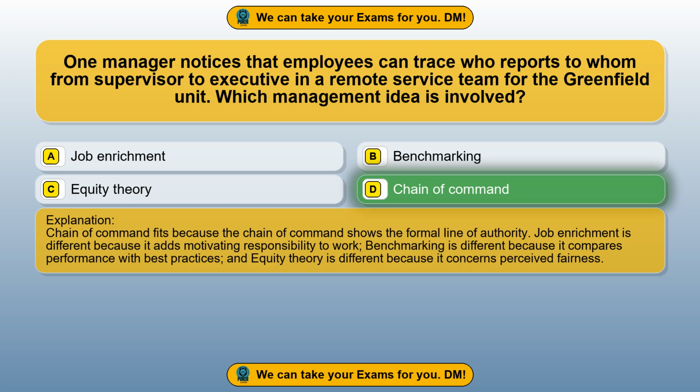Chain of command fits because the chain of command shows the formal line of authority. Job enrichment is different because it adds motivating responsibility to work, benchmarking is different because it compares performance with best practices, and equity theory is different because it concerns perceived fairness.